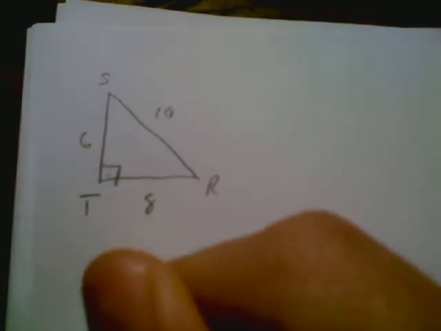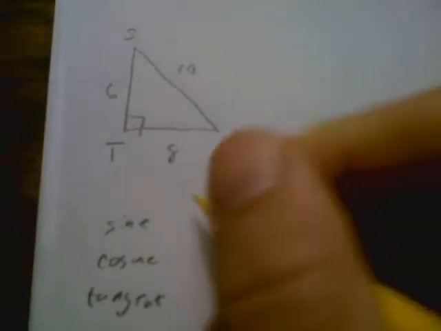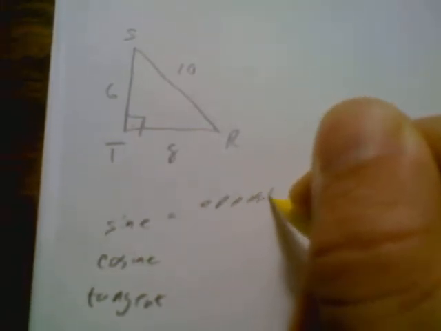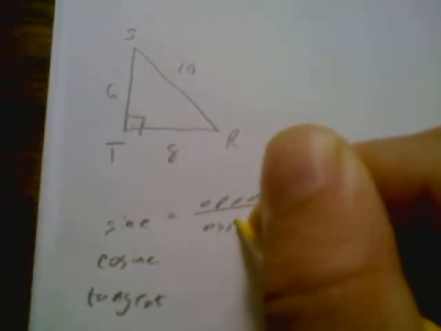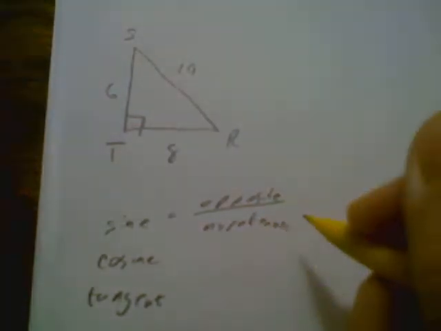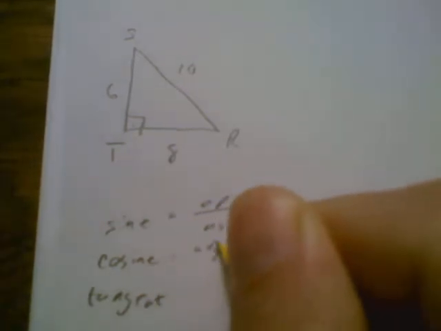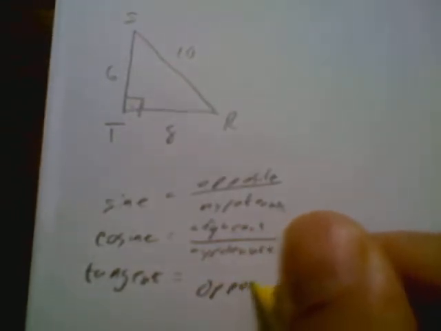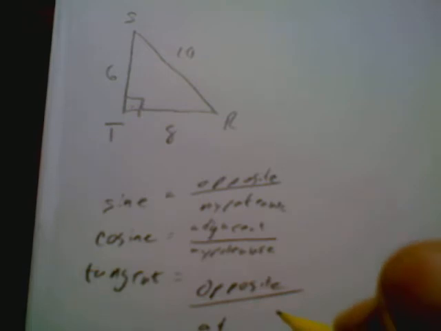So now we're going to talk about our three different trigonometric ratios. There's sine, there's cosine, and there's tangent. Sine is opposite over hypotenuse. We're going to go over those in just a little bit. Cosine is adjacent over hypotenuse. And tangent is opposite over adjacent.